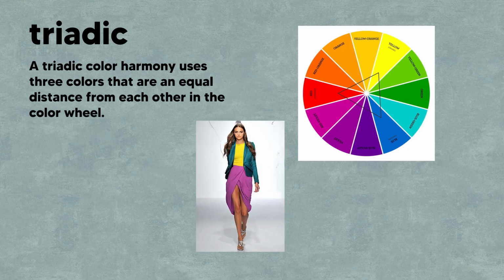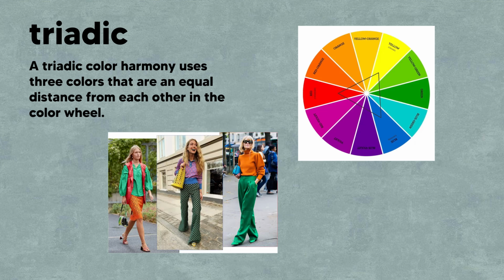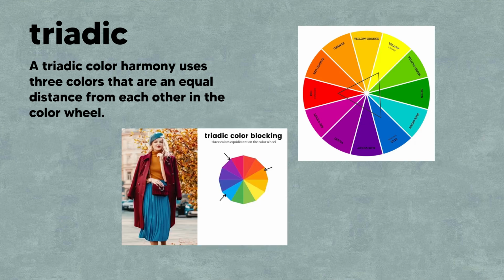Triadic. A triadic color harmony uses 3 colors that are an equal distance from each other in the color wheel. For example, the primary colors red, yellow, and blue are equal distances from each other. If you're using triadic color palettes in your outfits, I recommend making one of the colors your dominant color and the other 2 accent colors.